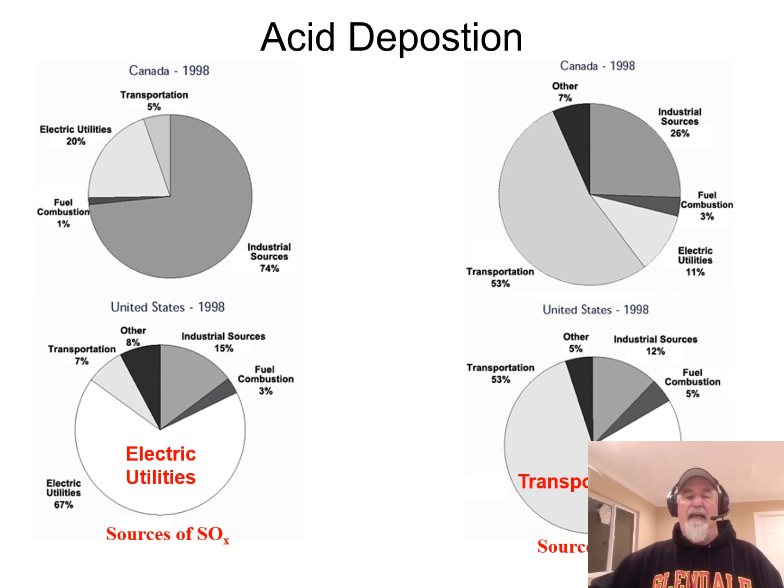Most of the SOx, sulfur oxide components in the United States, are produced when electric utilities burn fuels, especially coal, to produce electricity. And for the NOx components, it's largely from transportation and agriculture. Again, sorry that I'm covering that over here.